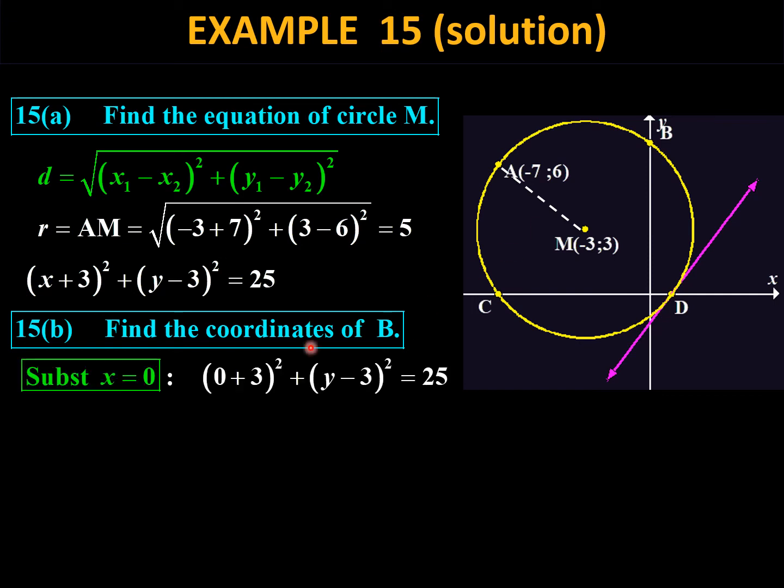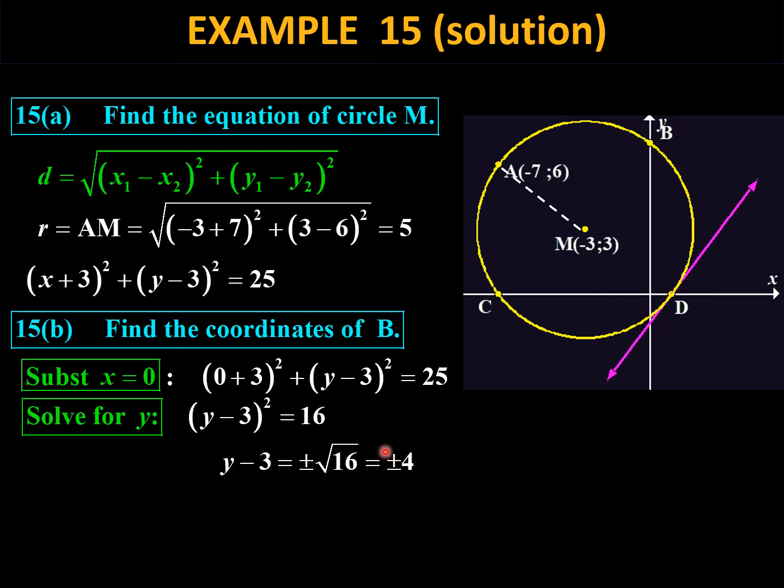So I just have to substitute 0 in there. Why the 0? Because at the y-intercept, the x value is 0. So I substitute 0 into that equation, and now I can simplify. 3 squared is 9. Subtract 9 from 25, which gives me 16. And to solve that, I can just find the square root. So it's plus or minus the square root of 16, which is plus or minus 4.